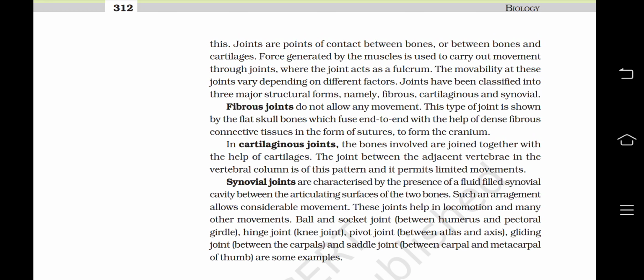Synovial joints are characterized by the presence of a fluid-filled synovial cavity between the articulating surfaces of the two bones. Such arrangement allows considerable movement. These joints help in locomotion and many other movements. Ball and socket joint between humerus and pectoral girdle, hinge joint, knee joint, pivot joint between atlas and axis, gliding joint between the carpals, and saddle joint between the carpal and metacarpal of thumb are some examples.